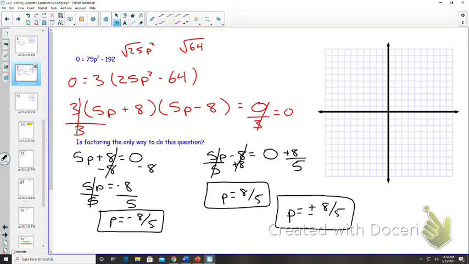It's going to be about 1.6. So it's going to go about here, I'd say.